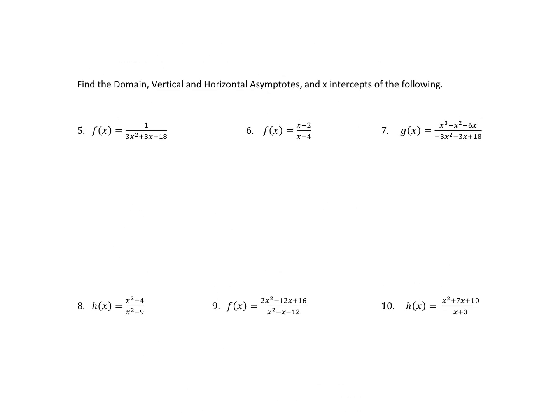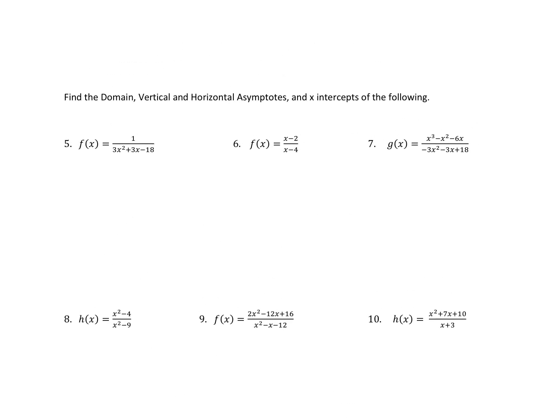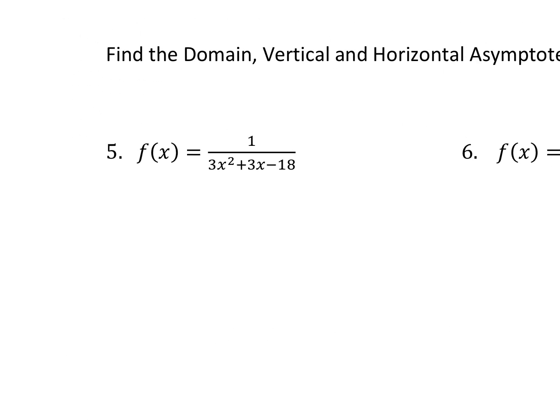Next page, we have our rational functions. So let's do a couple from the first part. It says find the domain, vertical and horizontal asymptotes, and the x-intercepts of the following. So let's look at 5. How do we find the domain? What would we do?